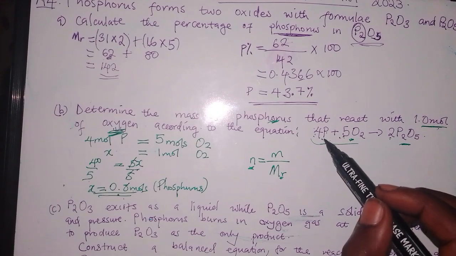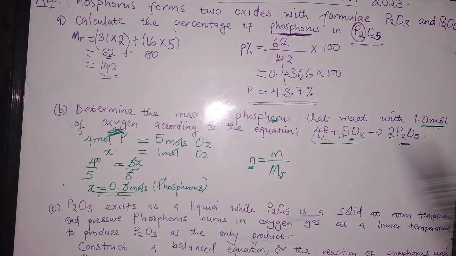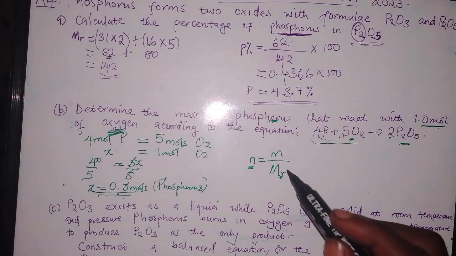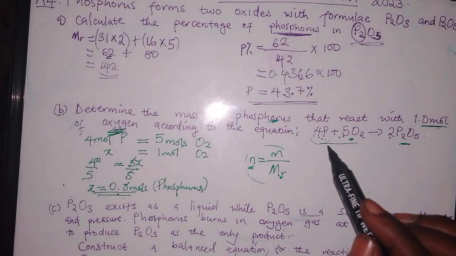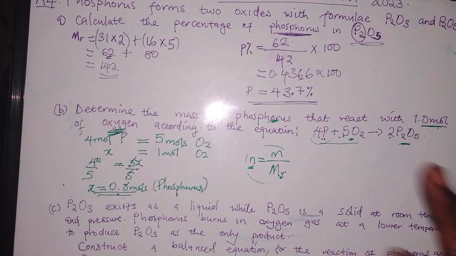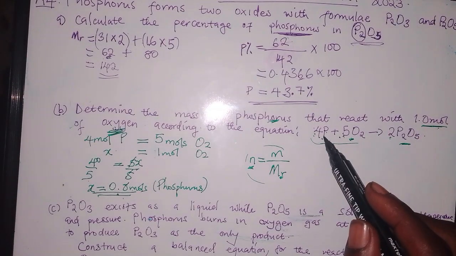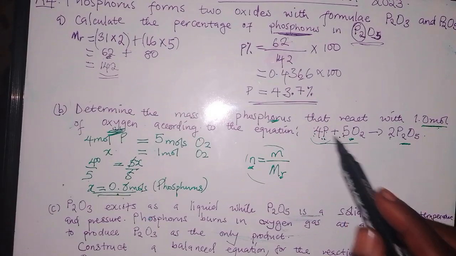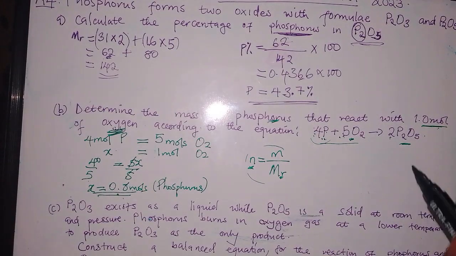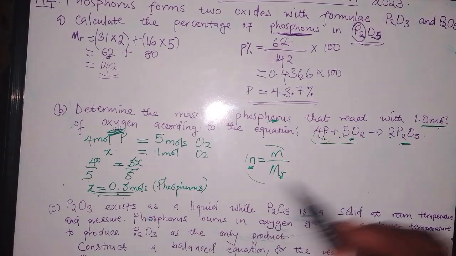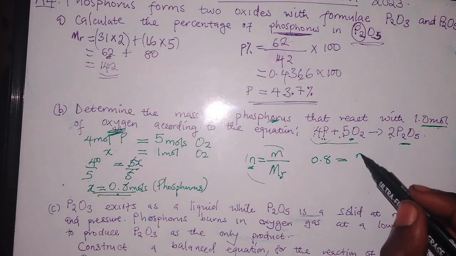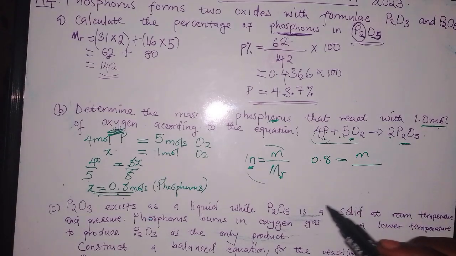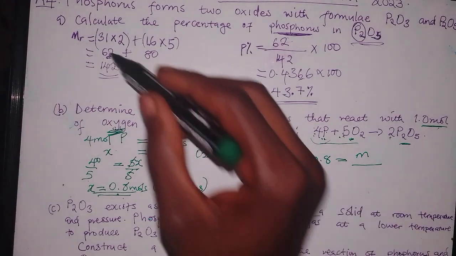We only have 1 atom, meaning we are not multiplying with anything. Remember, when you are using this formula, do not multiply the atom with any number. Don't multiply 4 times the molecular mass of phosphate. Just go direct. The number of moles we have is 0.8, the mass is the one we are calculating for, and the molar mass is 31.